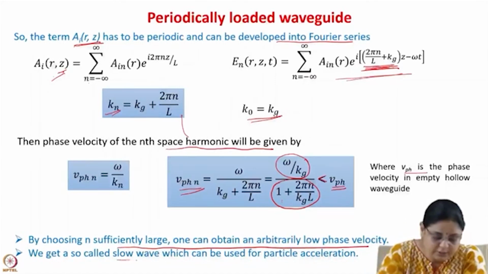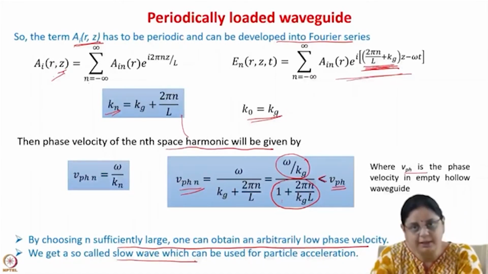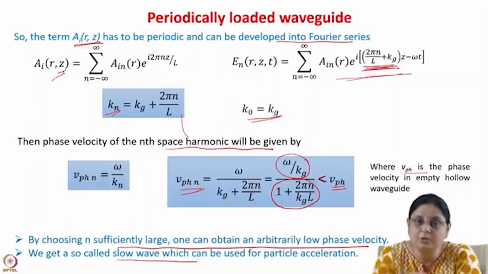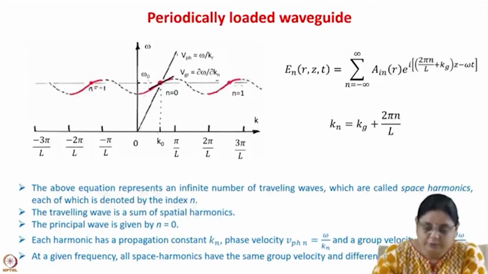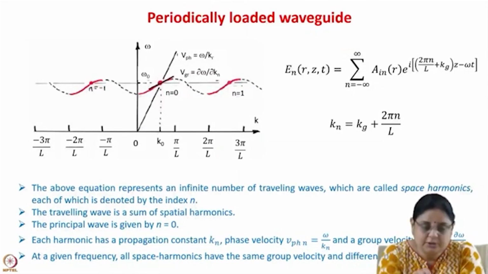So we get a slow wave which can be used for particle acceleration. So you have slowed down the phase velocity of the traveling wave, and using that you can now synchronize it with the charged particle and use it for acceleration of the charged particle. So now if you plot the dispersion curve for a periodically loaded structure, this is what you get.